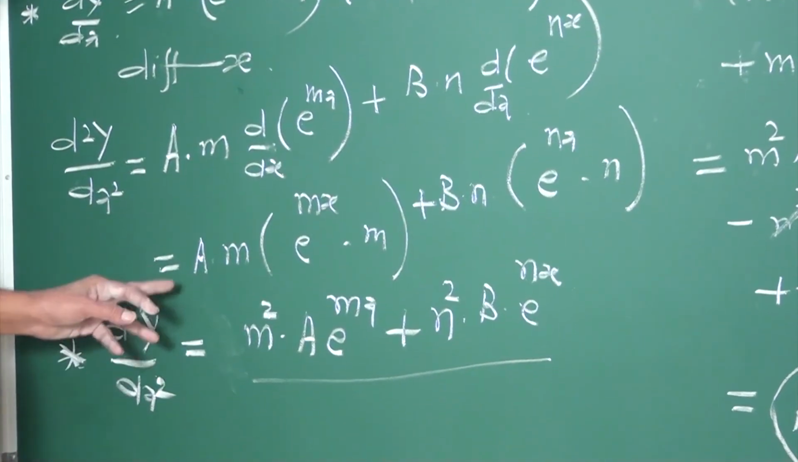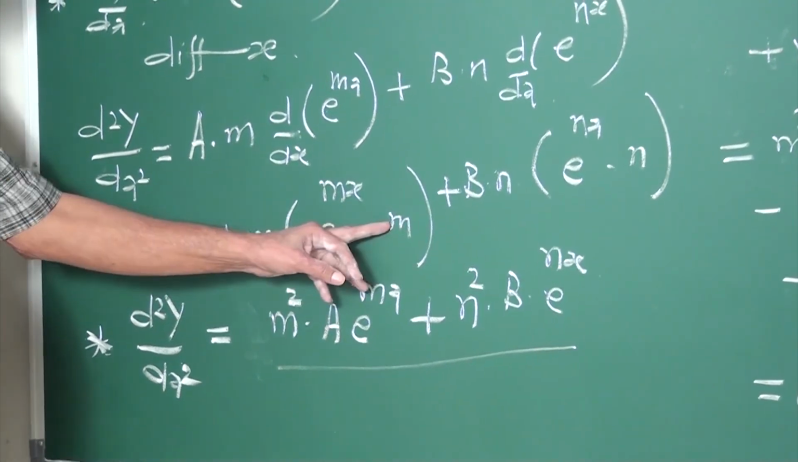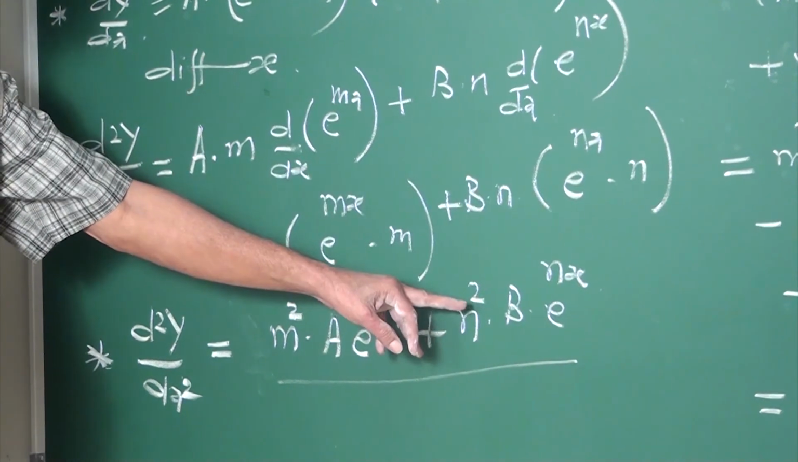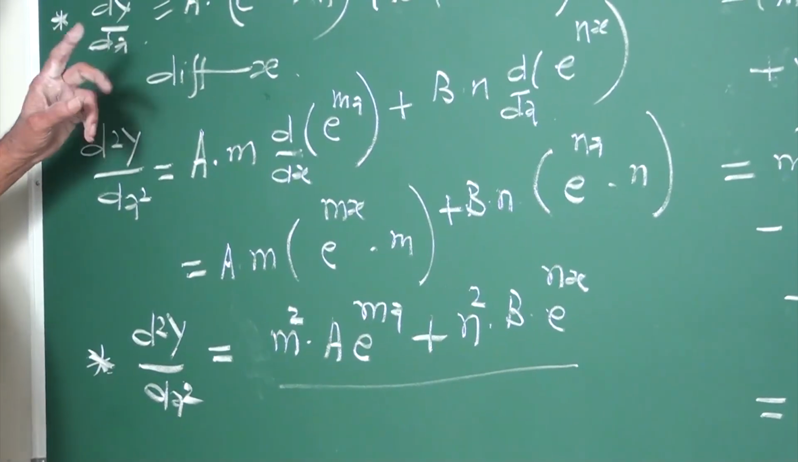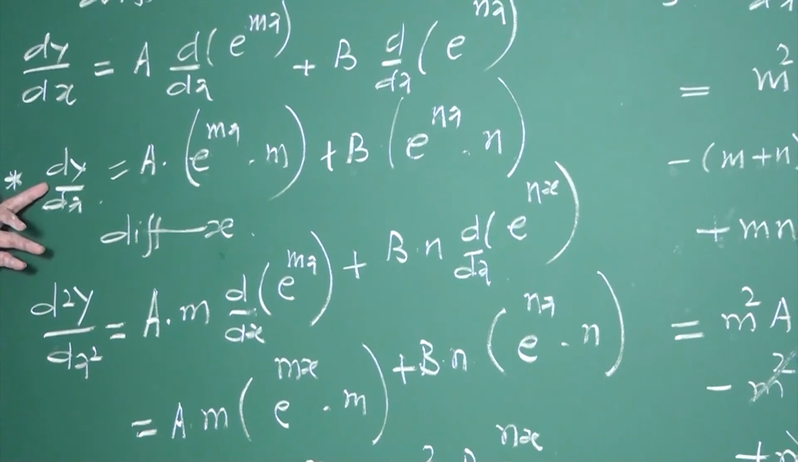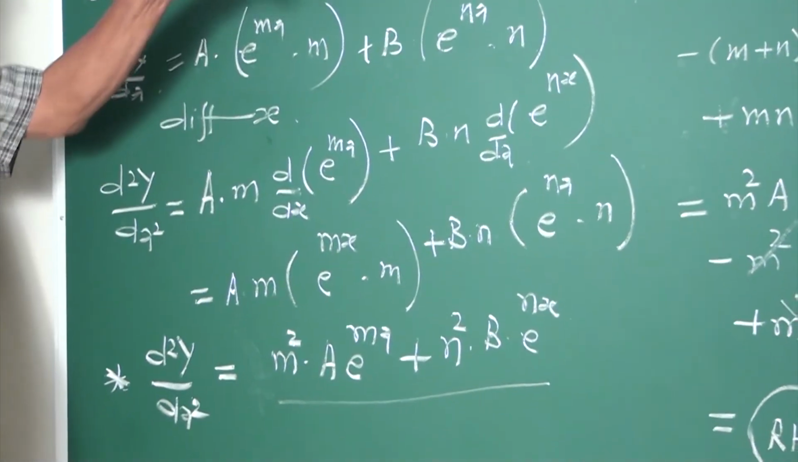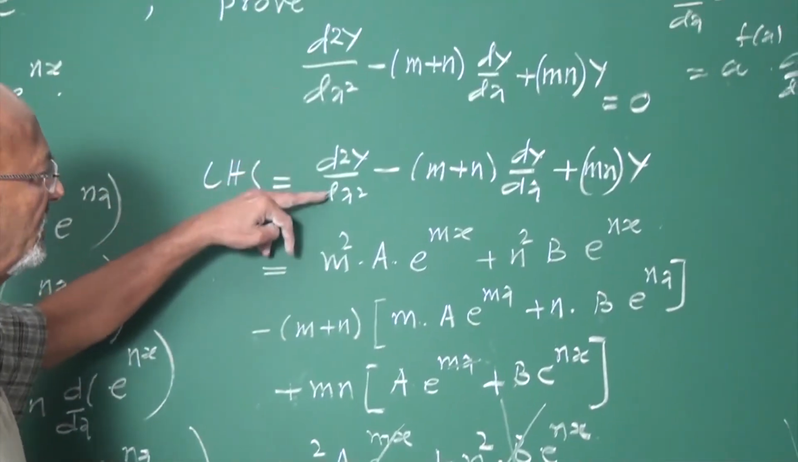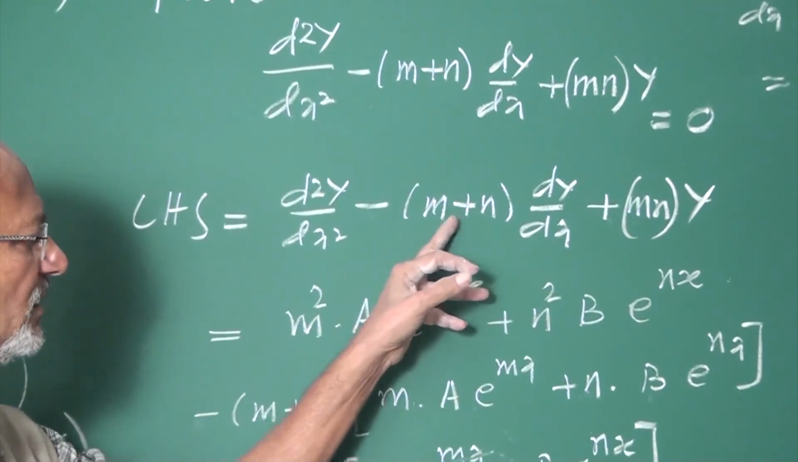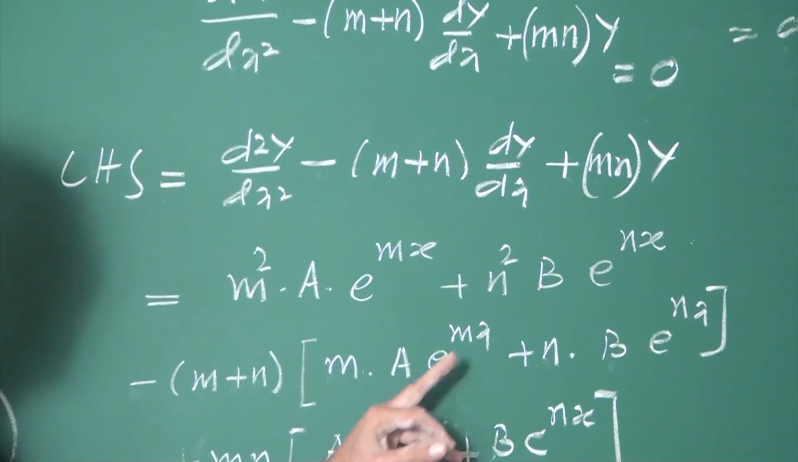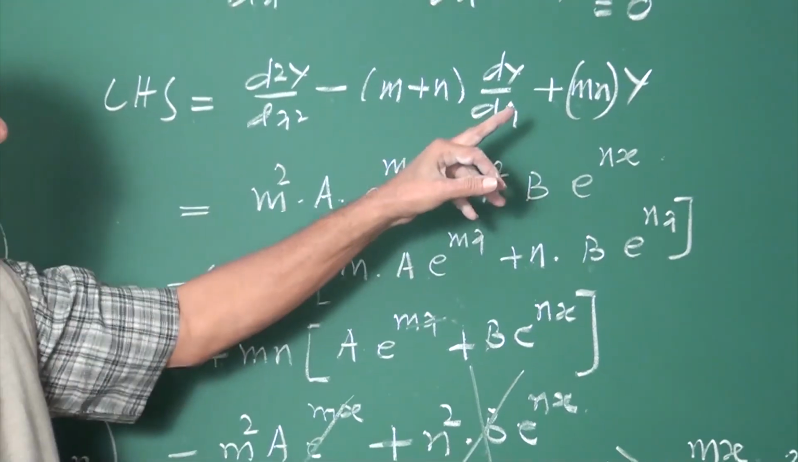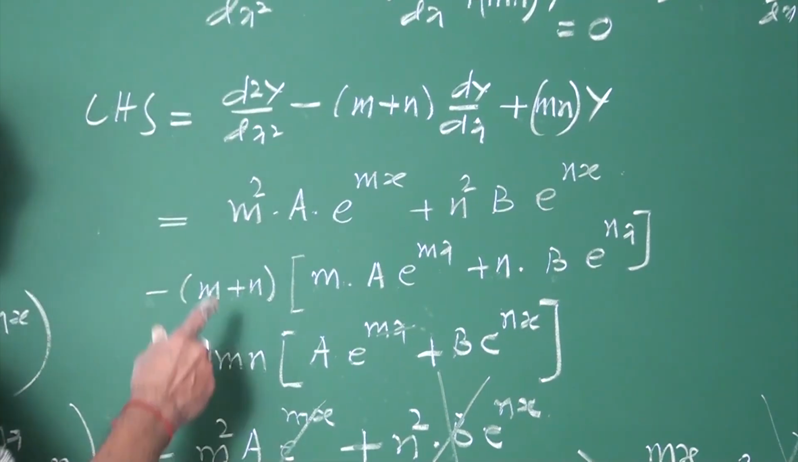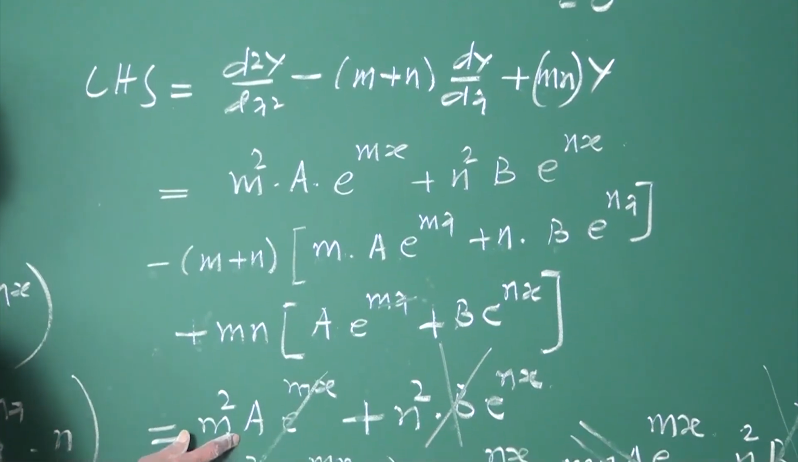Yes, my friend. It is m square a into this plus n square b into this. Then you substitute the values of what? dy by dx and d2y by dx2 in LHS of the wanted. This is LHS of the wanted. Substitute the value, m plus n. Substitute the value. I write it down, plus mn. Write the value of y, my friend. y. Written one by one. These two as it is.